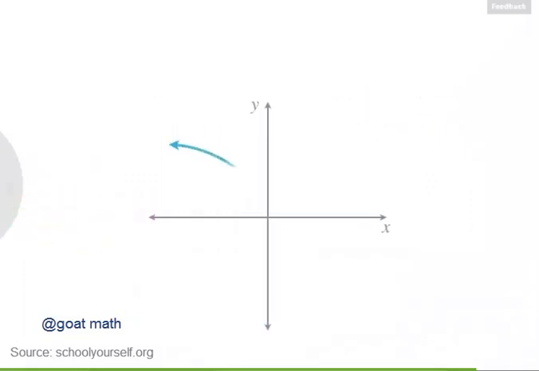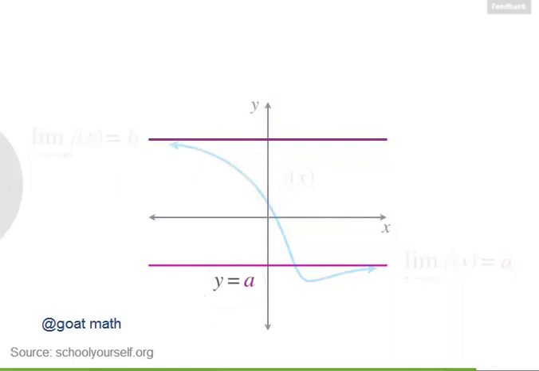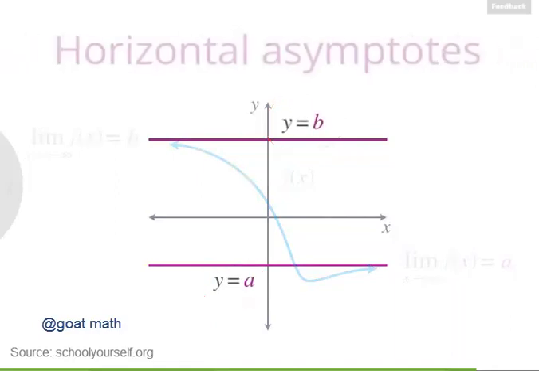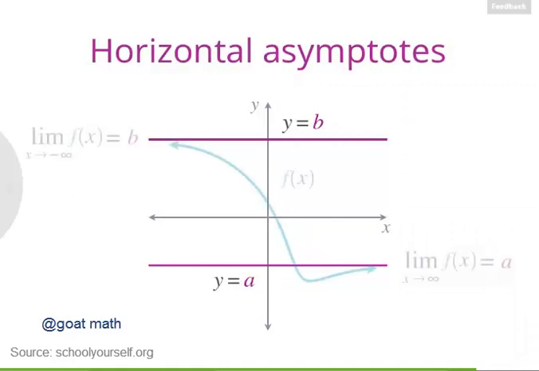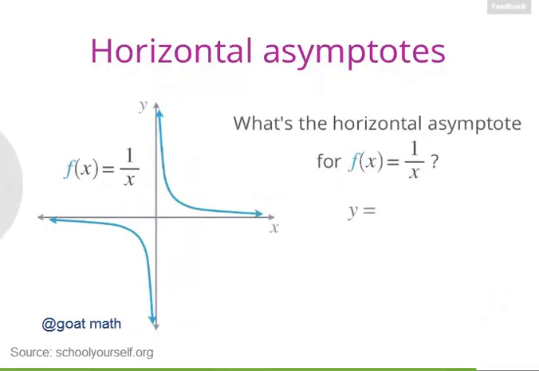Let's look at another function, and let's call it f of x. Suppose the limit as x goes to positive infinity of f of x is equal to a, and let's say the limit as x goes to negative infinity of f of x is equal to b. These two horizontal lines, y equals a down here and y equals b up here, are called horizontal asymptotes. Asymptotes are lines that curves get really close to. And because these asymptotes are horizontal, they're called horizontal asymptotes. Once again, here's the function 1 over x. This function has exactly one horizontal asymptote, and its y equals what number?